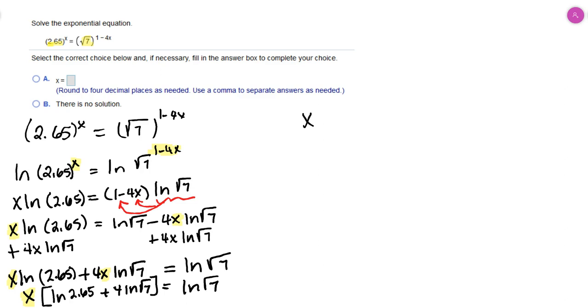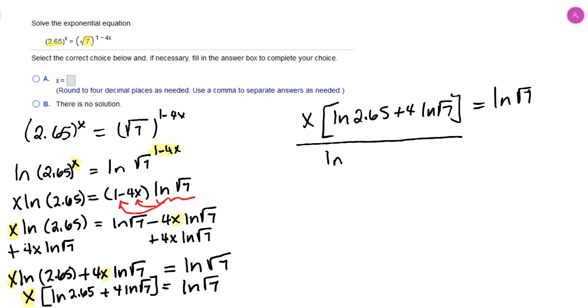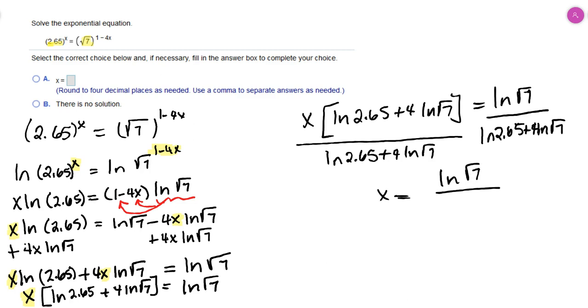So I have x times what's in the brackets, natural log 2.65 plus 4 natural log square root 7, equals natural log square root 7. I'm going to divide both sides by natural log 2.65 plus 4 natural log square root 7, doing the same thing on both sides. And I get x equals natural log square root 7 over natural log 2.65 plus 4 natural log square root 7. Now my directions here say to round to 4 decimal places.